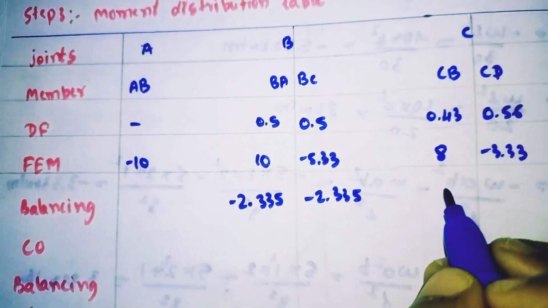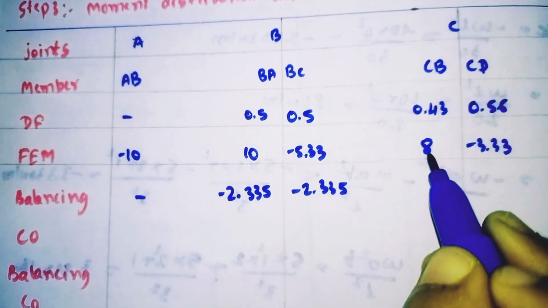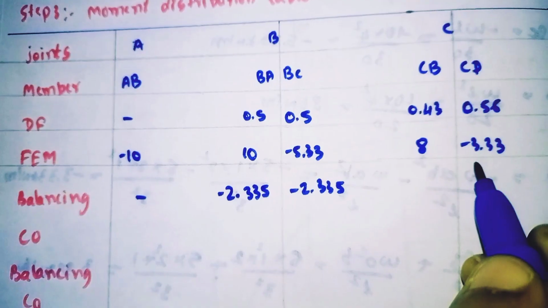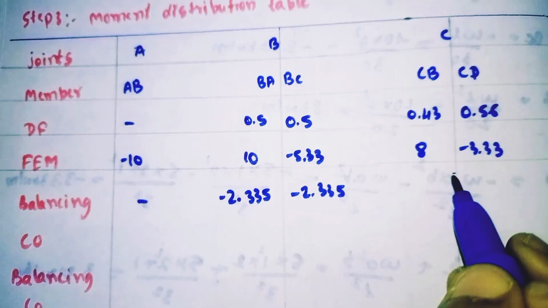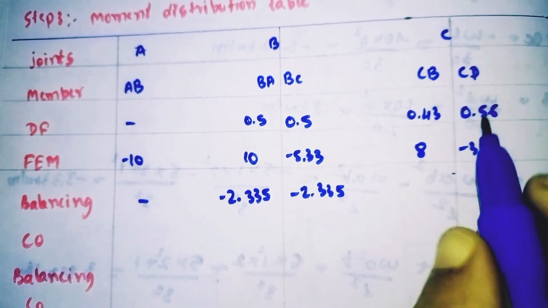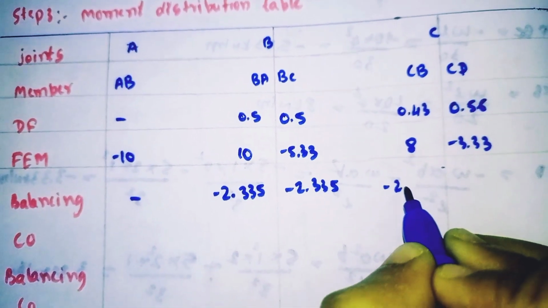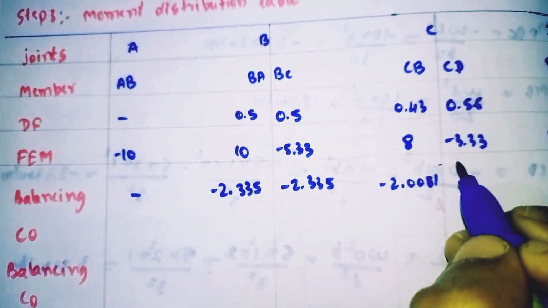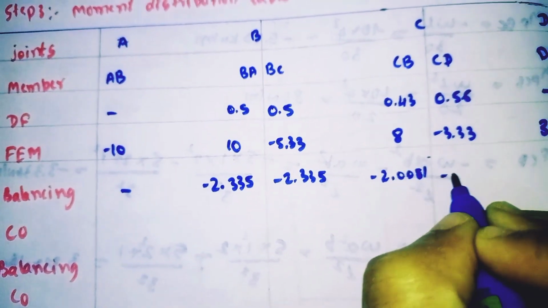Here also the same thing. At joint C, add these two: 8 minus 3.33 comes out as plus 4.67. Then make it negative, minus 4.67. Then multiply minus 4.67 by the distribution factor 0.43. It comes out as minus 2.0081. And here also minus 4.67 multiplied by 0.56 comes out as minus 2.6152.